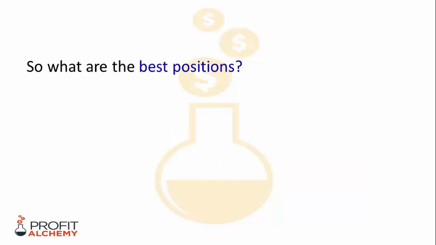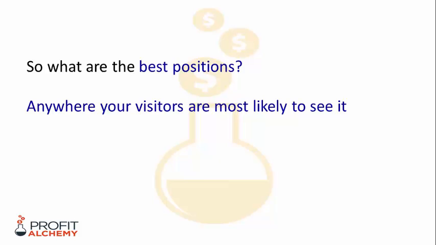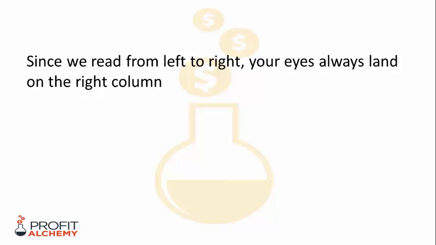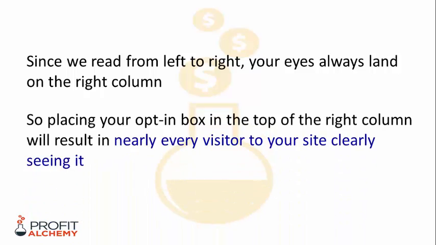So, what are the best positions? Well, the answer is a little broad, and then I'm going to narrow it down. And the real answer is anywhere where your visitors are most likely to see it. Now let's narrow that down a bit. The top right column immediately under your banner is an excellent position for placing your opt-in box. Since we read from left to right, your eyes always land on the right column.